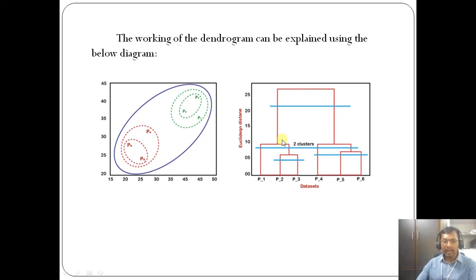The height of the dendrogram tree represents the distance between these two clusters. So this is the dendrogram tree. Like this, the hierarchical clustering algorithm combines similar data points into clusters.